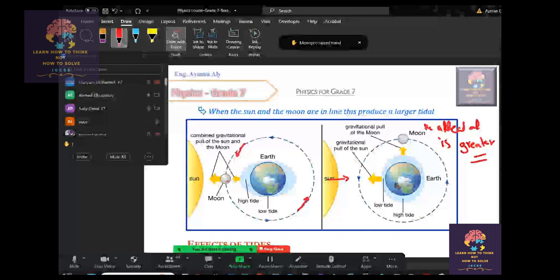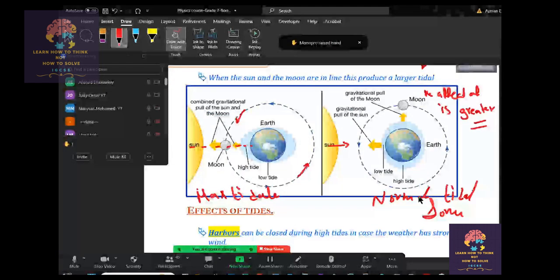Okay, let's revise. This is a very important point, by the way. When the moon, the sun, and the Earth become on the same straight line, we have a combined gravitational pulling force between the sun and the moon, and it is the maximum tidal force. And when the sun, the moon, and the Earth are not on the same line, it's called what? A normal tidal force.